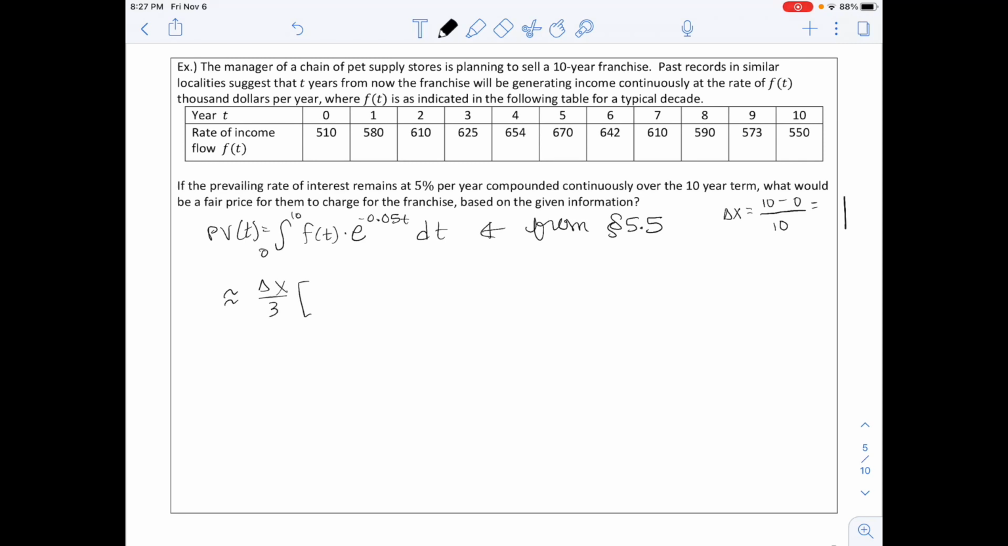times our function, and our function here is PV, our present value. The first time that we have is at 0, plus Simpson's rule then says 4 times our present value of the next year, which is 1, plus 2 times the present value of the next year, which is 2, plus, and this goes on until we arrive at not the last time, but the time before that, plus 4 times the present value of 9 plus the present value of 10.